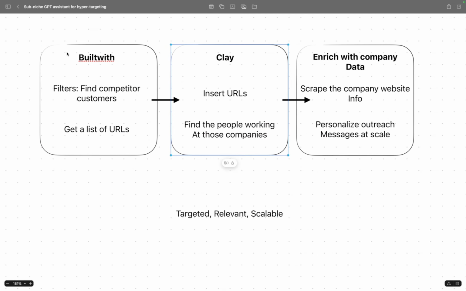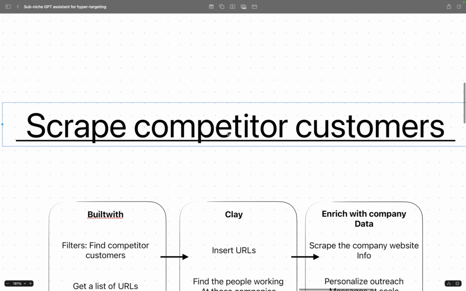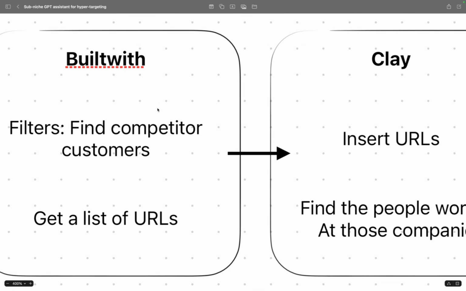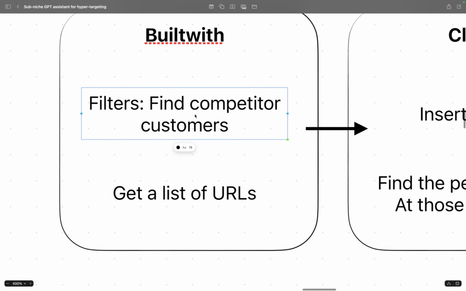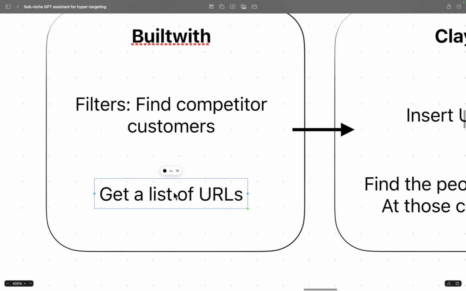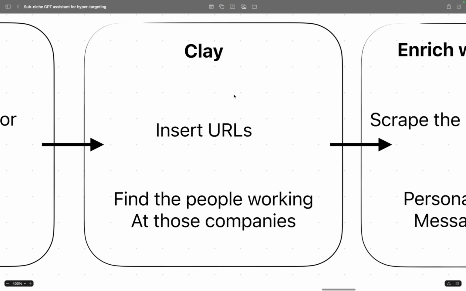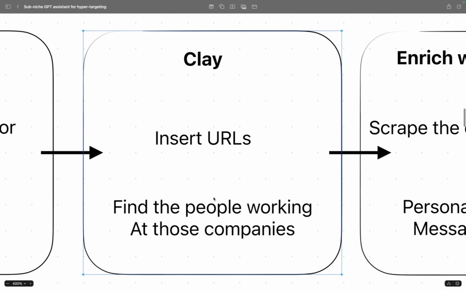Okay, so let me show you a system where you can scrape the competitor customers using Clay. So here's how we'll break it down. What we did is we used BuiltWith to get the competitors' customers. We just found competitors with a specific tech stack. In this case, we were going for Acquia, which is a SaaS platform for site hosting. Pulled a list of URLs from BuiltWith, and then we went over to Clay and inserted those URLs to find the people working at those companies.